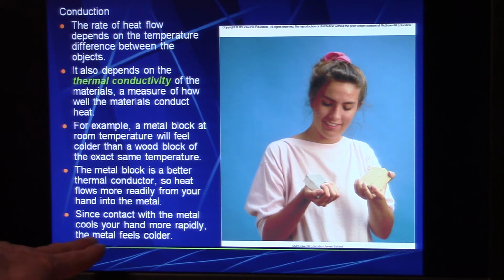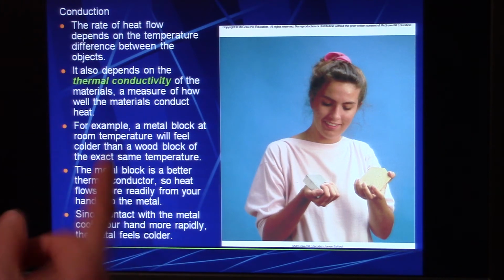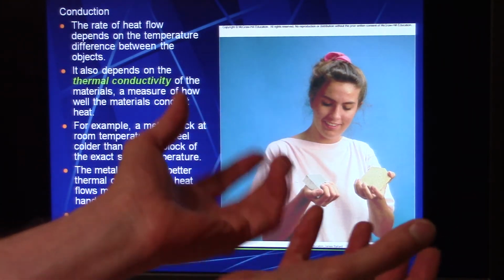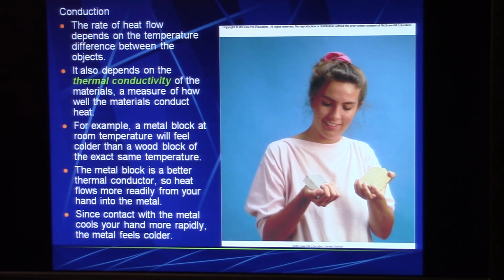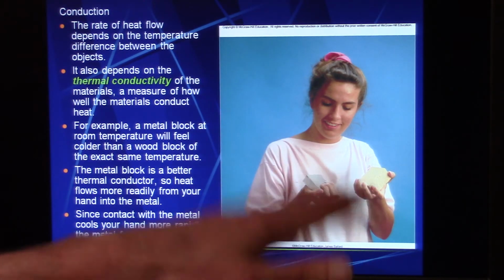So the metal feels colder. Since contact with the metal cools your hand more rapidly, the metal feels colder. Interesting, right? Because if these are both in your house, sitting there, they're the same temperature. That's why one feels colder. It's taking the heat out of your skin more readily.